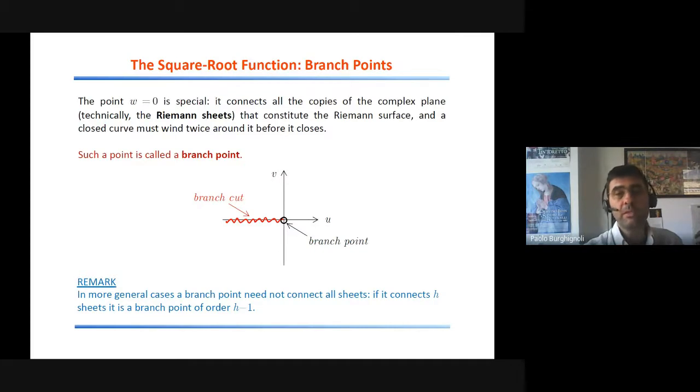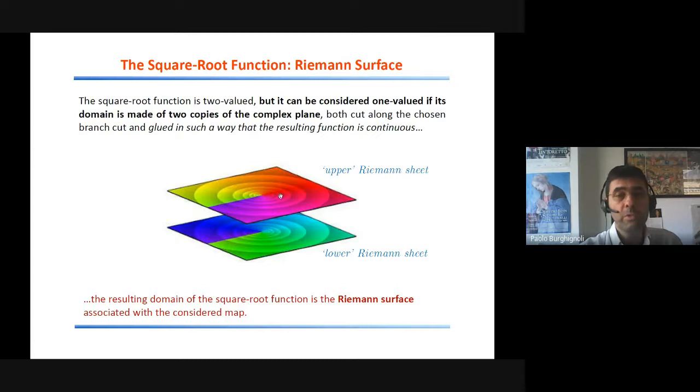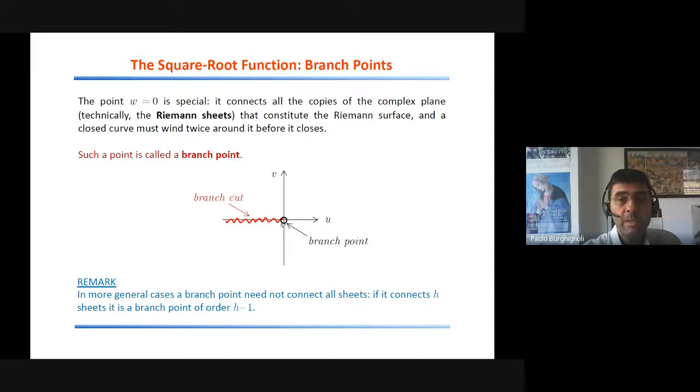Another consideration is that the origin, the starting point of the branch cut, is a special point because it connects all the copies of the complex plane. So if you see those two copies of the complex plane, the two Riemann sheets, you should imagine that they are glued together at the origin, and that the origin is a common point between those two copies. That's because the origin is the only place where the square root function has only one determination, or more exactly, its two determinations collapse into a double one, okay?